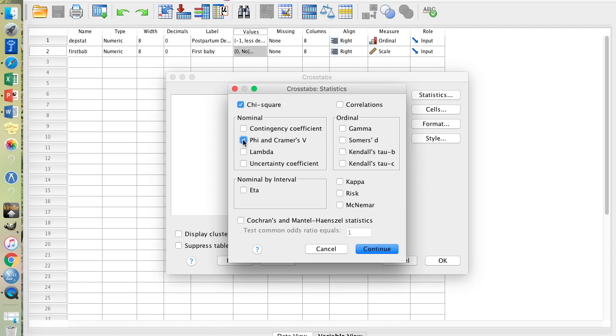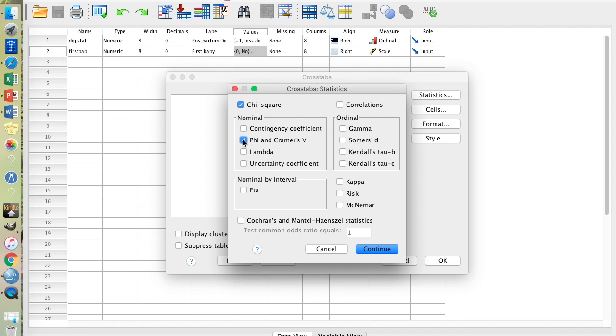You can use Cramer's V anytime. Phi can only be used in limited circumstances, and that is when you have a 2x2 matrix. So in this case, we have a 2x3 matrix, 2 rows and 3 columns. So phi is not appropriate for this test.